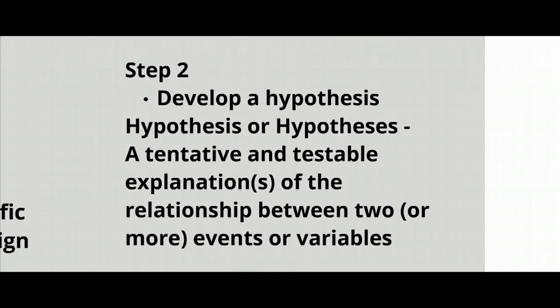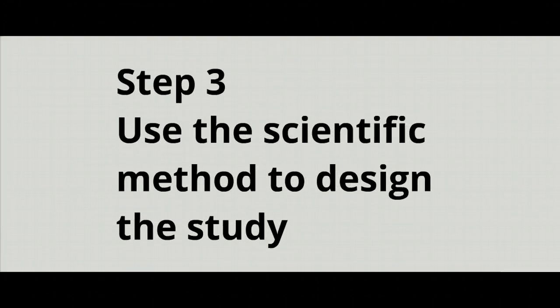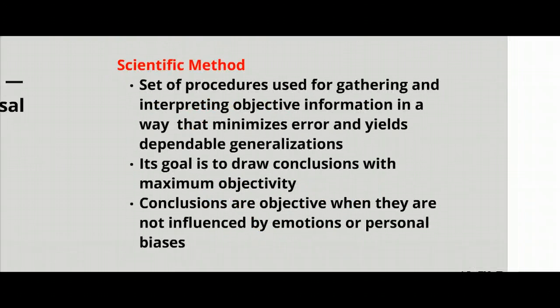So step 2 would be to develop a hypothesis or hypotheses. These are tentative and testable explanations of the relationship between two or more events. That's the important part there, that it's testable, that it's something that you can put into a research design and carry out an experiment. And that design, we're going to use the scientific method. So again, the scientific method is a set of procedures that's used for gathering and interpreting objective information in a way that minimizes error and yields dependable generalizations.